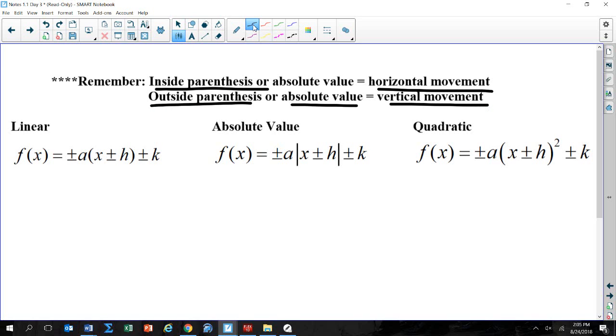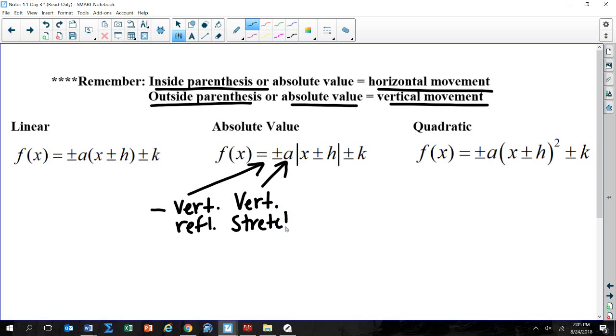So, we've been working a lot with absolute value equations. Someone remind me, if I have a negative out front, what would that mean? It's going to be a reflection. Yep. If I have a negative out front, that's going to be a vertical reflection. What about this a value? What's that going to do to my graph? Great. It's going to vertically stretch or shrink my graph, right? Vertical stretch or shrink.